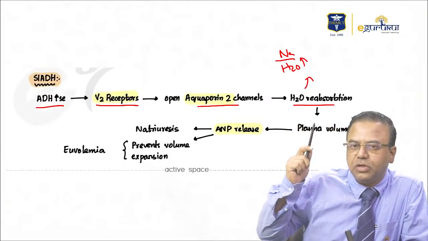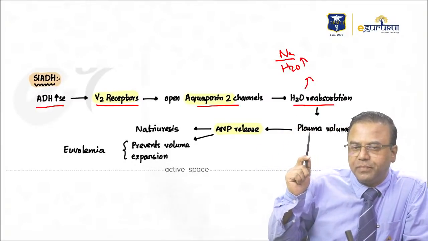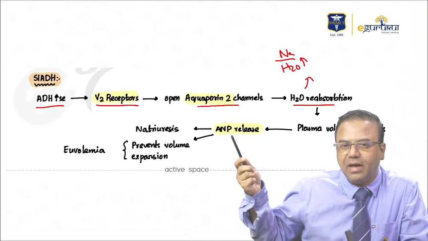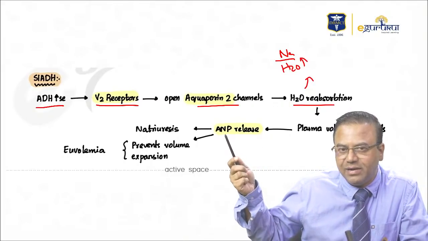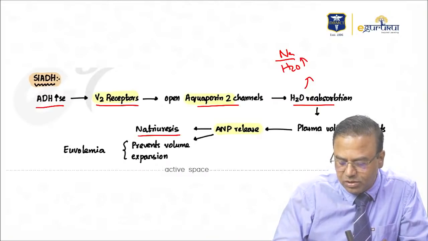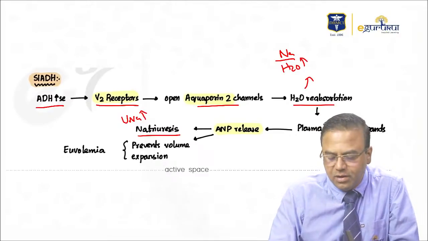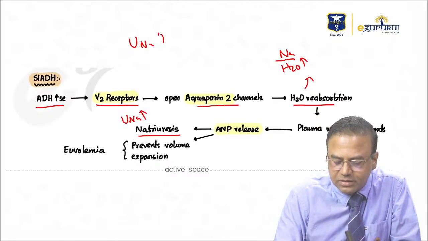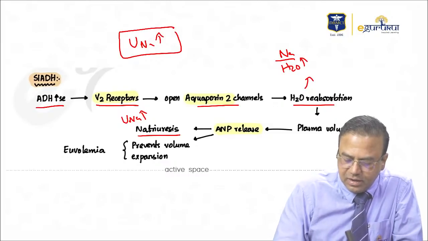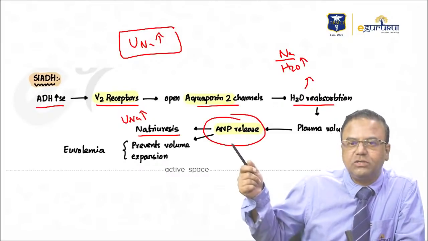The water absorption expands the plasma volume, and that by feedback stretching the atria releases natriuretic peptides, and natriuretic, as you know, will cause natriuresis. So that will cause some sodium loss in the urine. So urine sodium is going to be high. Now you might ask, why is the urine sodium high in patients with SIADH? I would say there are two broad concepts why it is high. One is there is release of ANP, which causes natriuresis.